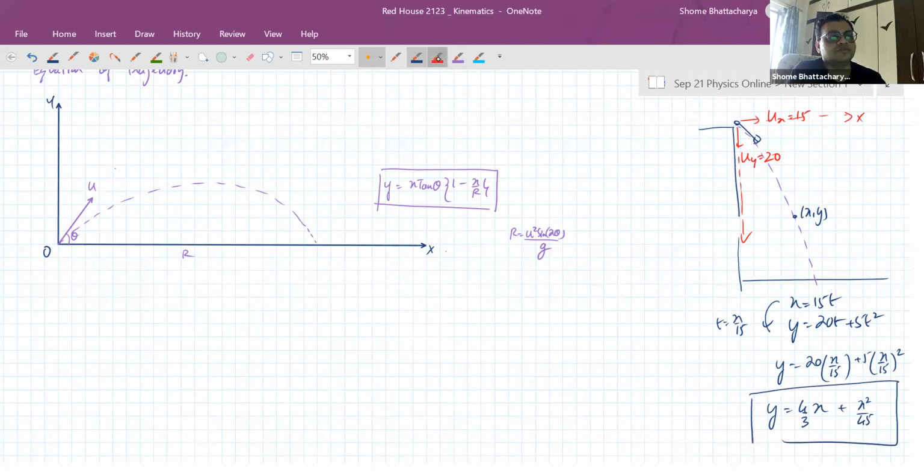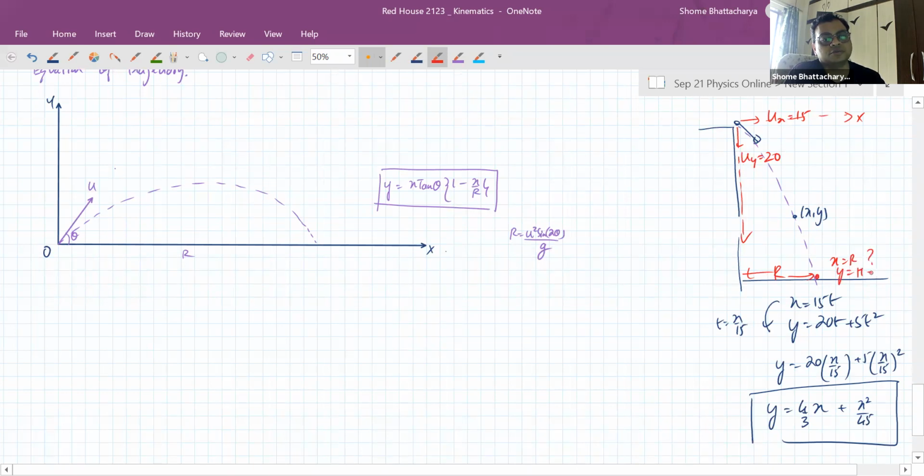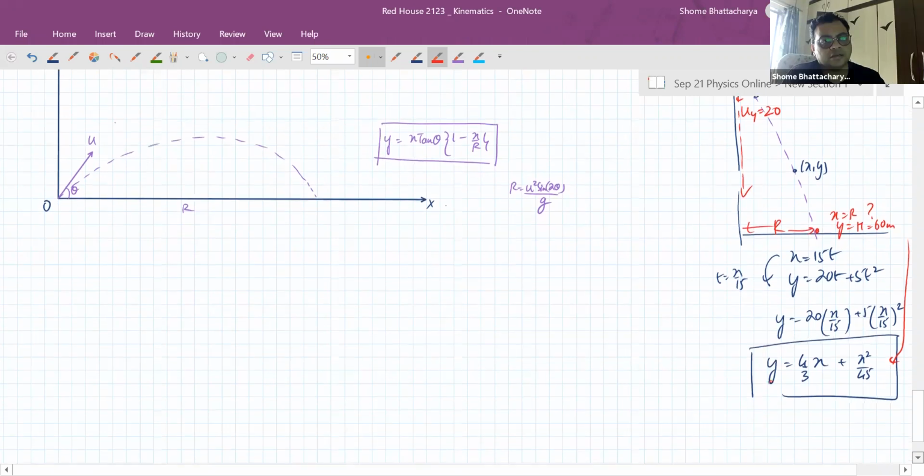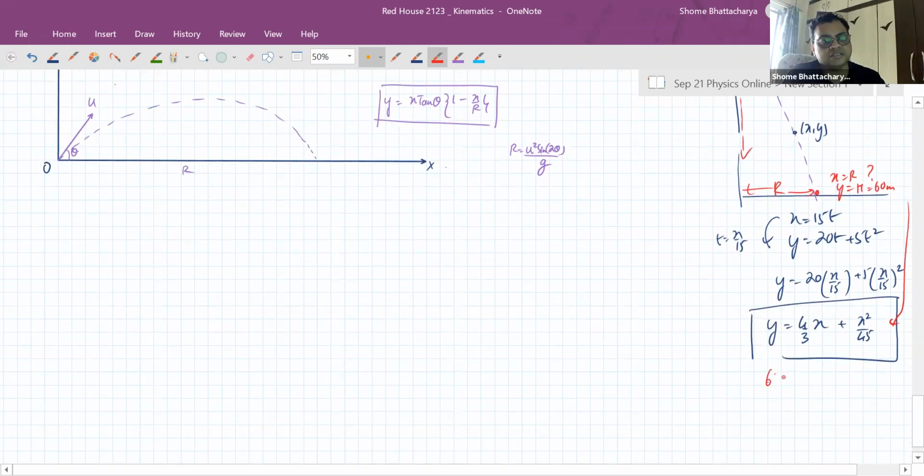So for example, if I want to find something geometrical, like the range, you can see at this point, the x coordinate is the range, which we don't know, whereas the y coordinate is the height, which we know, which is how much? 60 meters. Yes. So I'll substitute that here. That will directly give me the range. So I'll substitute y as 60 and I'll calculate how much x is.